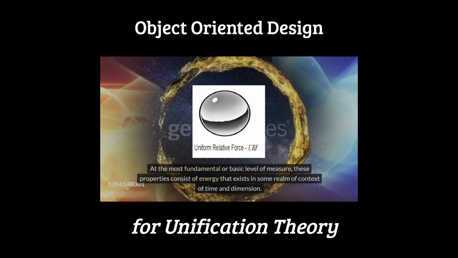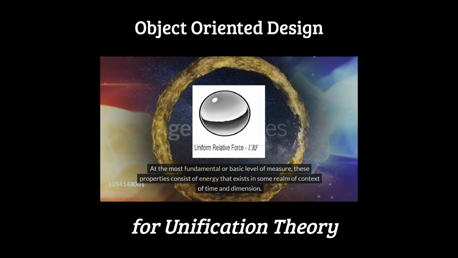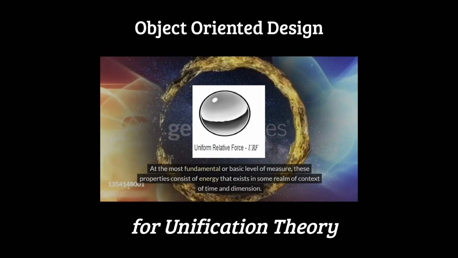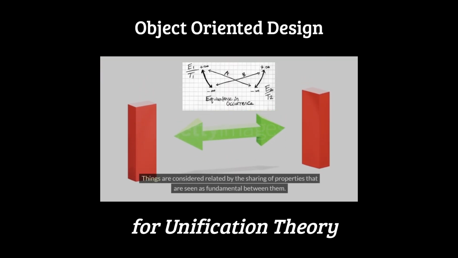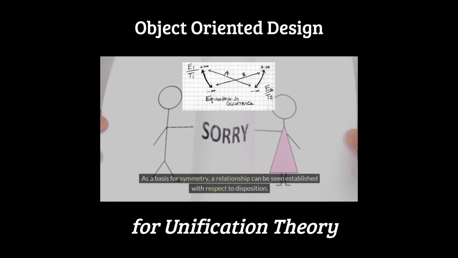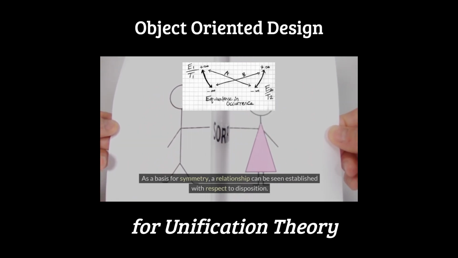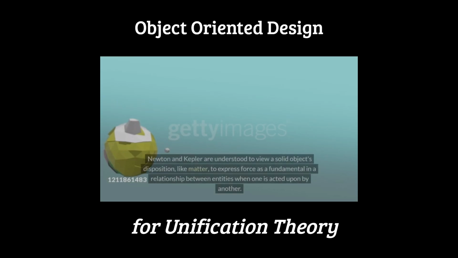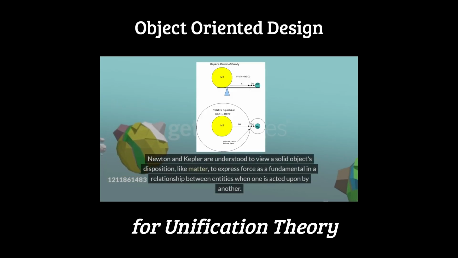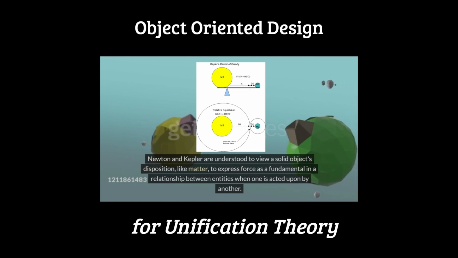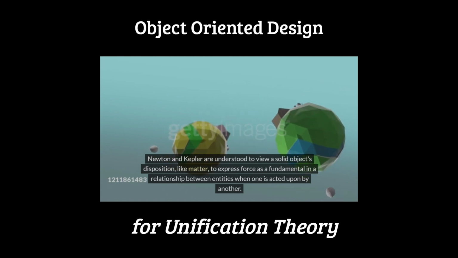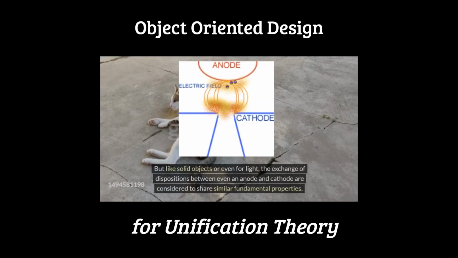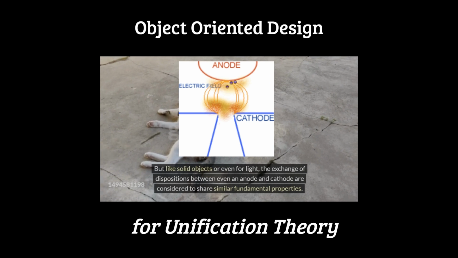At the most fundamental or basic level of measure, these properties consist of energy that exists in some realm of context of time and dimension. Things are considered related by the sharing of properties that are seen as fundamental between them. As a basis for symmetry, a relationship can be seen established with respect to disposition. Newton and Kepler are understood to view a solid object's disposition, like matter, to express force as a fundamental in a relationship between entities when one is acted upon by another. But like solid objects or even for light, the exchange of dispositions between even an anode and cathode are considered to share similar fundamental properties.